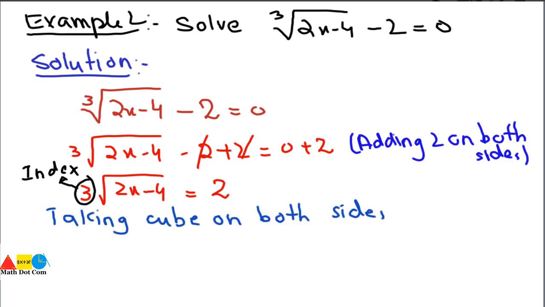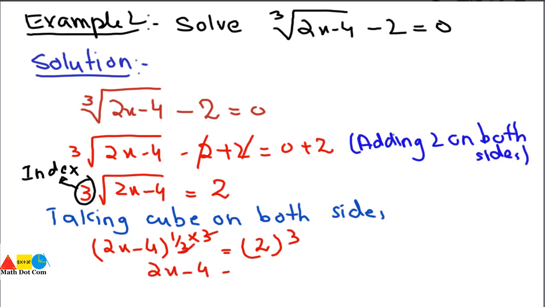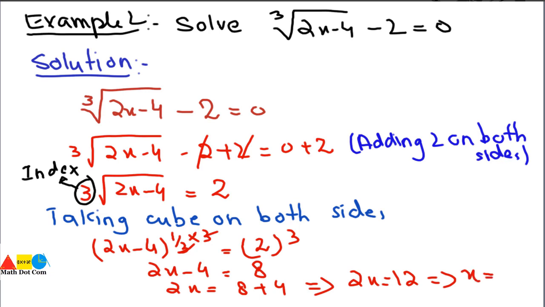It will be 2x minus 4, as there was a cube root, that is raised to 1 by 3, and you have also taken the cube, that is 3. So it will become 2 raised to power 3. So these powers will be cancelled out, and 2x minus 4 equals 8, that is the cube of 2. Okay, now we will write 2x equals 8 plus 4, as we have added 4 on both sides. Then we have 2x equals 12, and then we have divided by 2 on both sides. We'll get x equals 6.